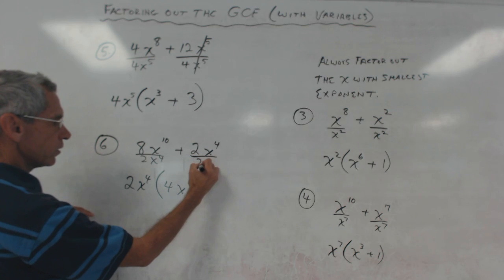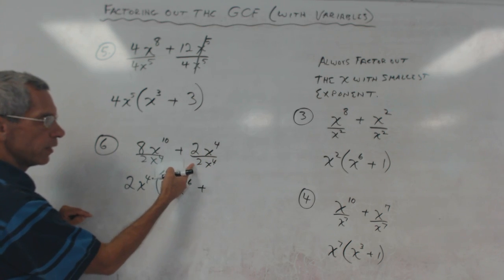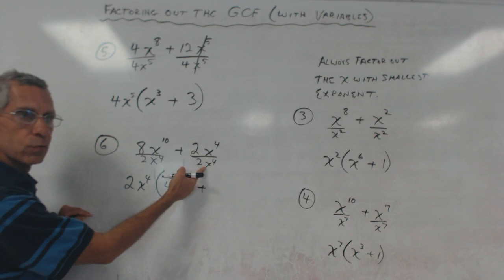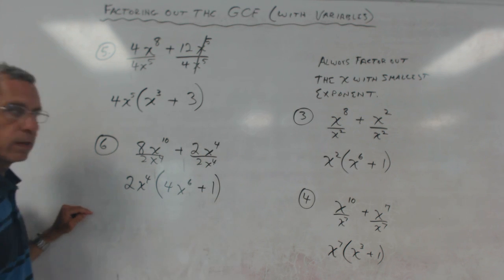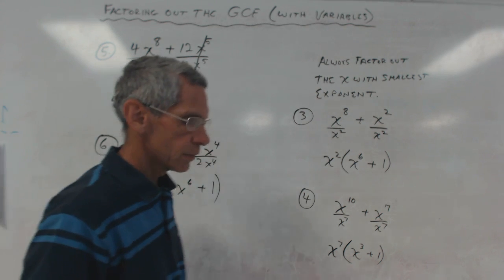Plus, I've got to divide this by 2x to the fourth. Well, 2 divided by 2 is 1. x to the fourth divided by x to the fourth is 1. So plus 1. Okay, fist to 5. You guys get it? Okay, awesome.